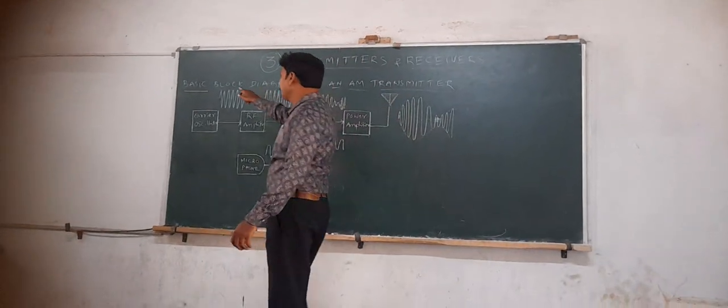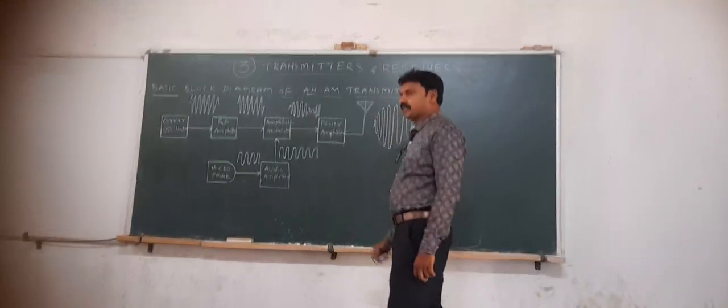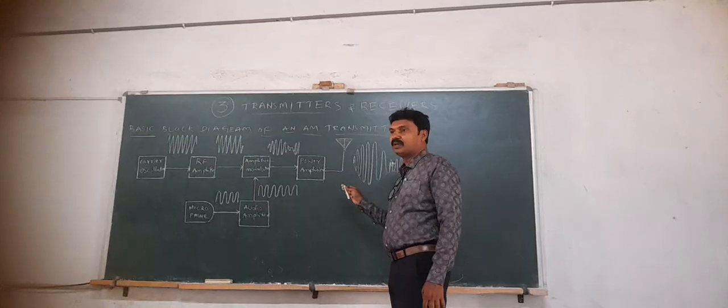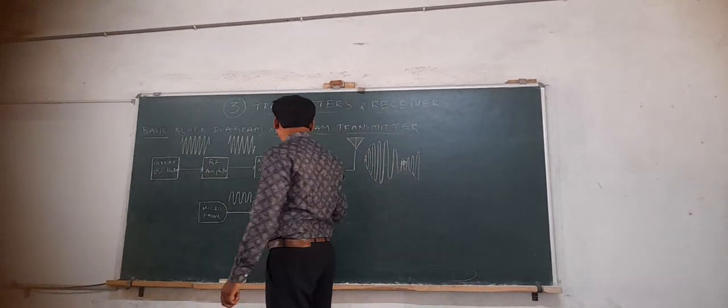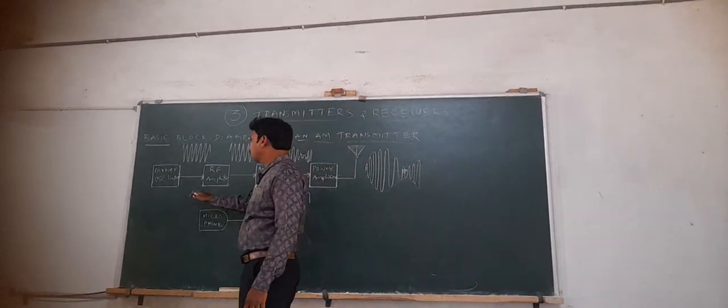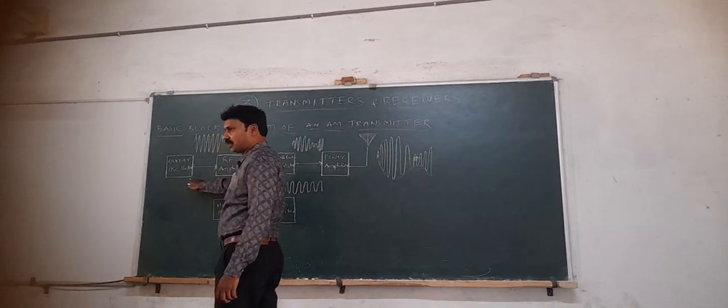The first topic is the basic block diagram of an AM transmitter. In this basic block diagram of the transmitter, there are some blocks. The first block is the carrier oscillator.